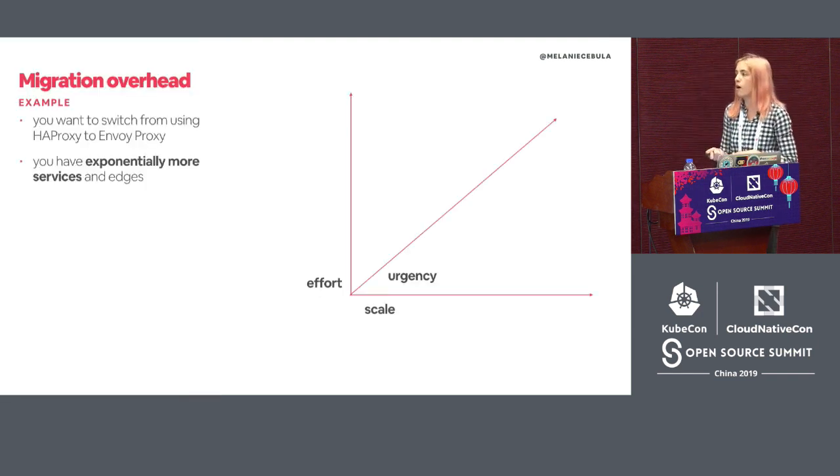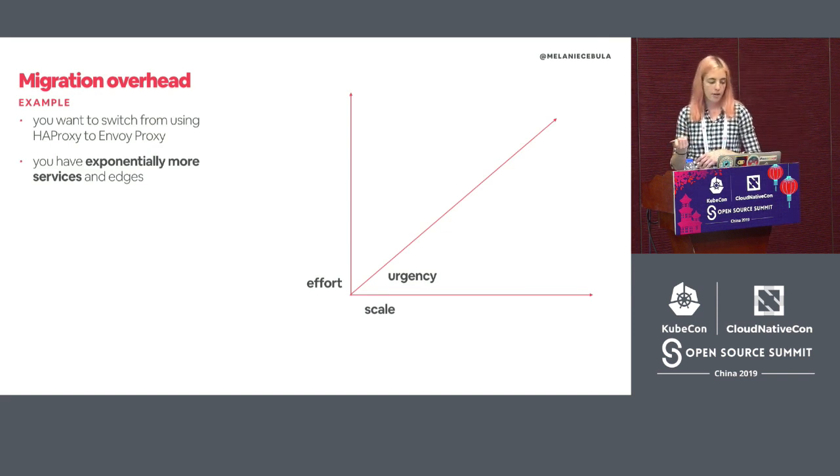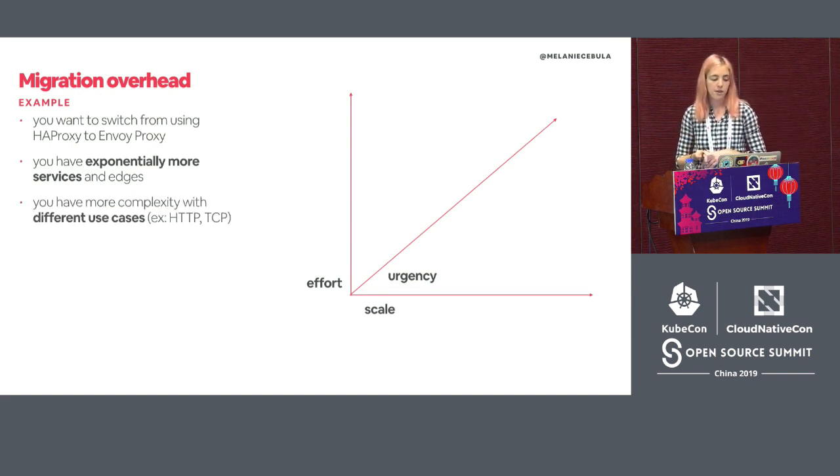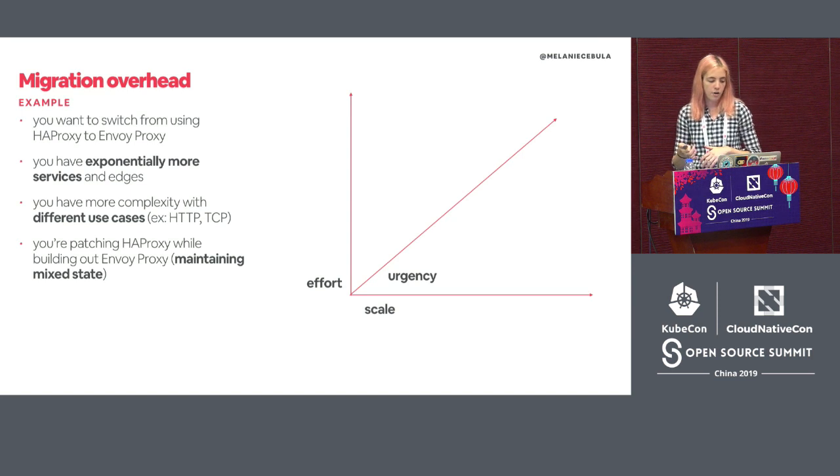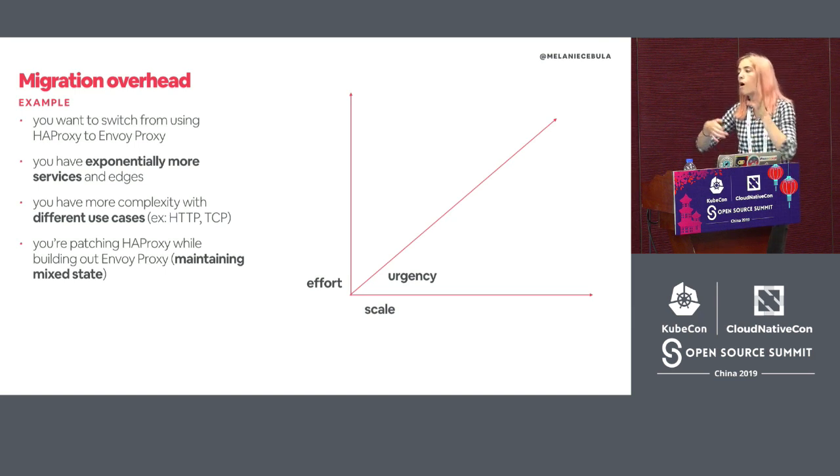So talking about our proxy change, we basically have exponentially more services and edges, and you have a bunch of different ways to use them. I don't know if you've ever looked at all of Envoy's documentation, but it's a lot. So imagine if you're trying to use all of these features. For us, we're trying to patch how we use HAProxy while building out the new thing. So there's a lot of overhead in maintaining the mixed state.